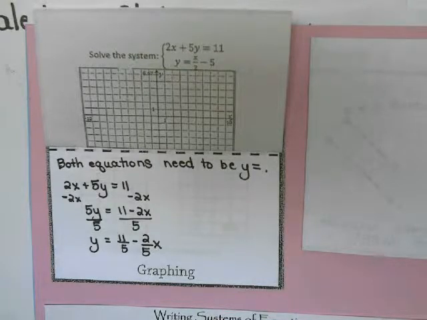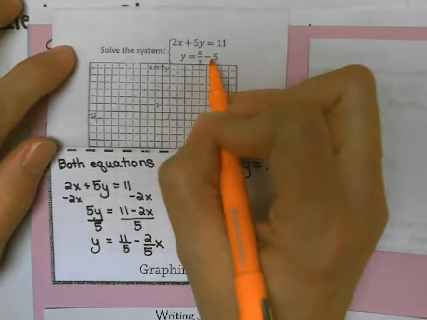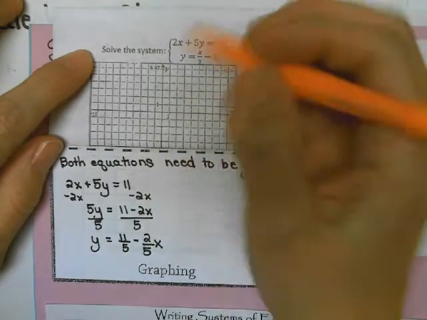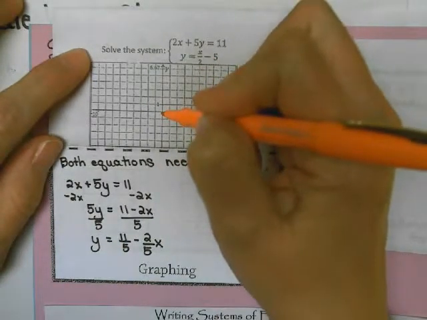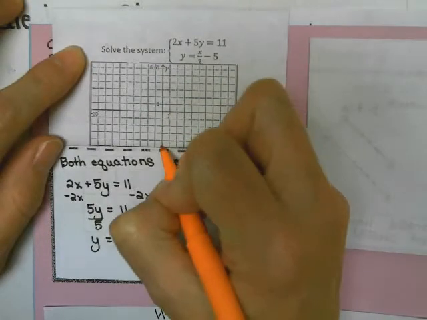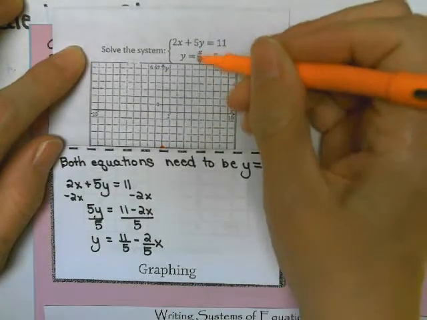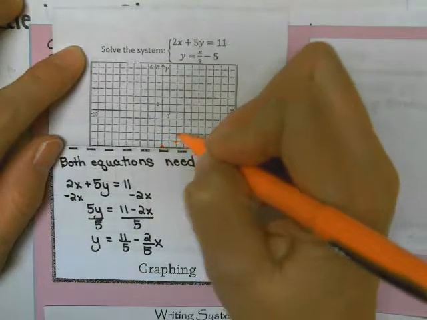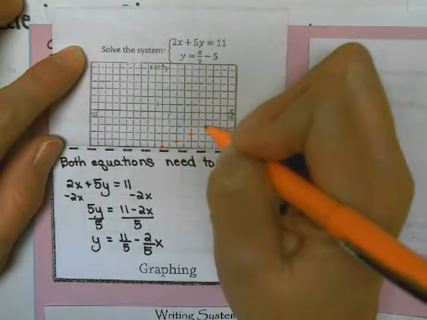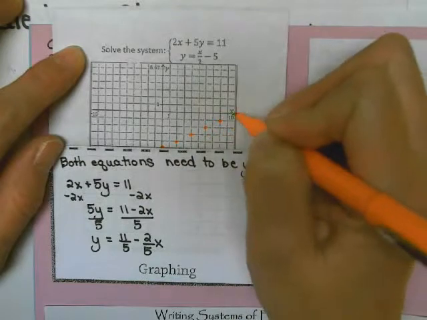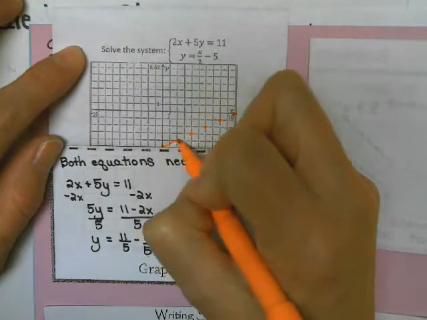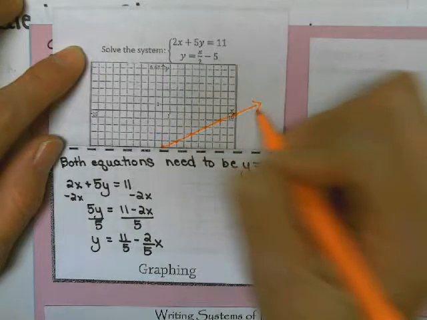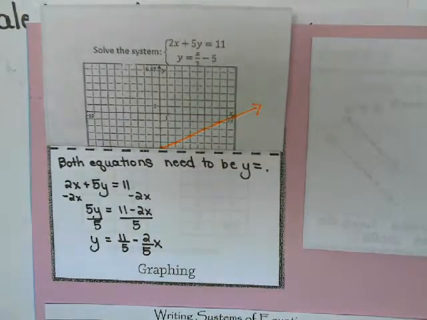So now, in order to find where they intersect, I'm going to graph both of these. So we'll start with the second one that was already in y equals form. So -5 means I have a y-intercept of -5. So 1, 2, 3, 4, 5. And then this is saying I have a slope of 1/2. So up 1 over 2, up 1 over 2, up 1 over 2, 1 over 2. So there is that line.